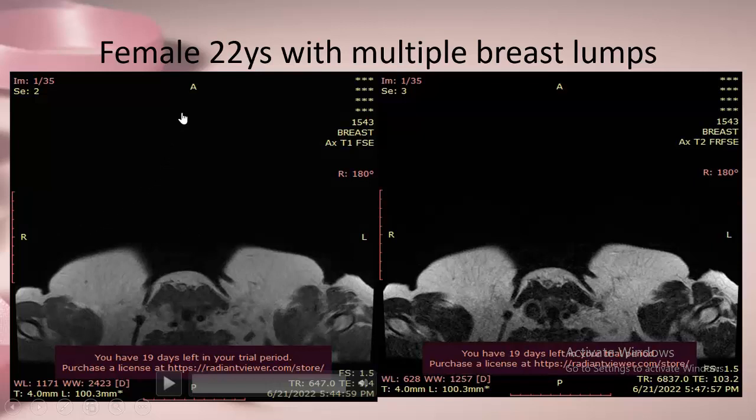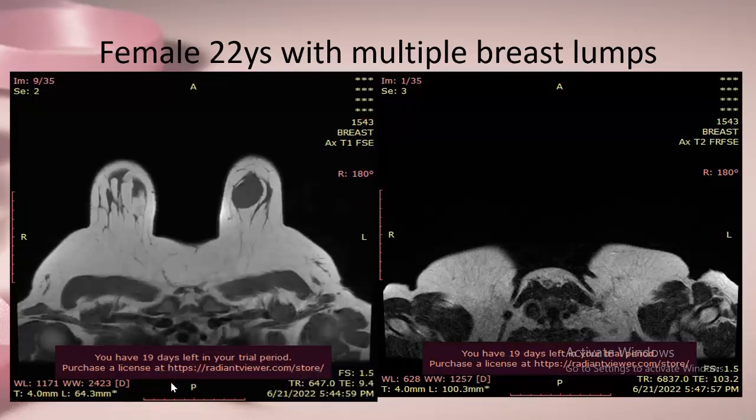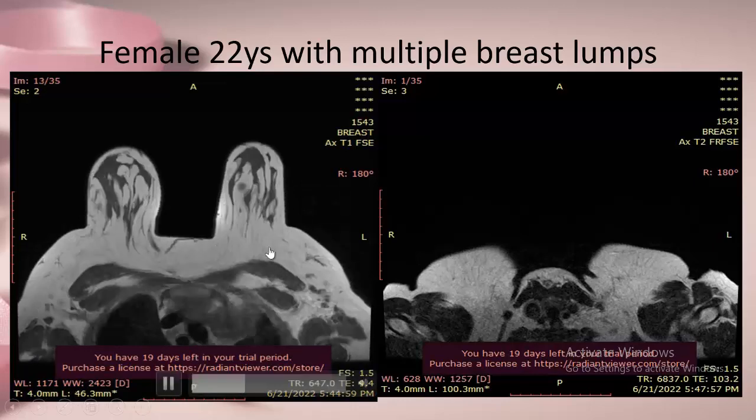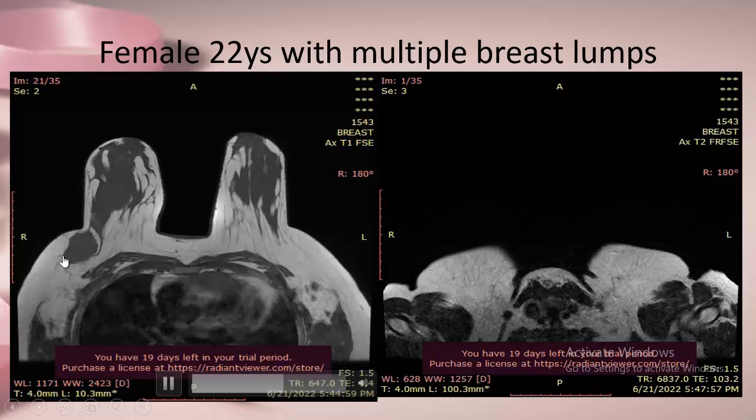Another case, she's a young female, 22 years old. MRI was done. She had done the sonomammography outside, and they gave her BI-RADS 4 lesions and asked for MRI, and that was the MRI. There is a mass here, multiple masses.